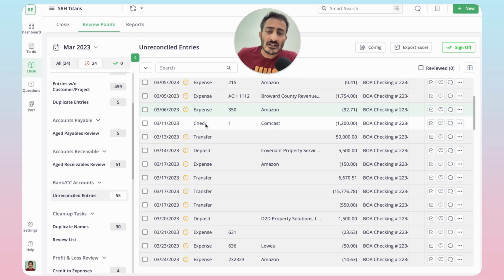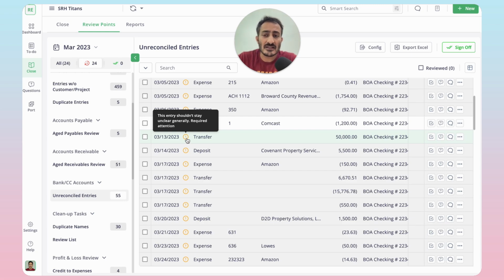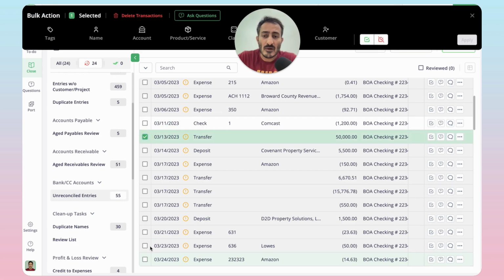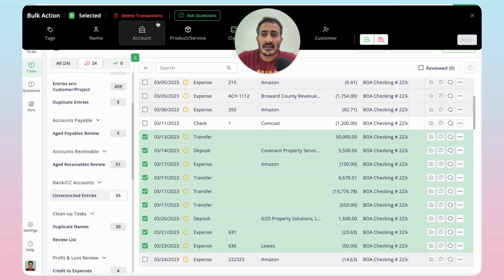So that way you can look at those transactions with this flag, and you can then find out why this particular transaction has not cleared, whether it was duplicated, and based on that you can take appropriate action. There are some quick actions that you can take from here. Let's just say you feel like, hey, these transactions were all duplicated, they should not be here. You can do a bulk select from here, and you could just say delete transactions, and then you can apply it, and all these transactions will be deleted.